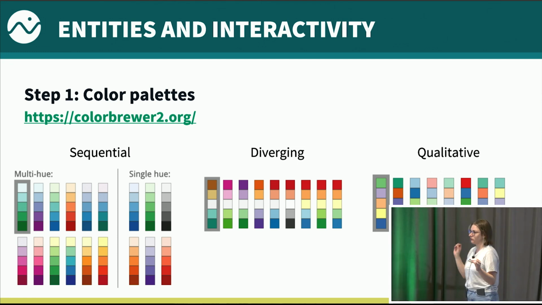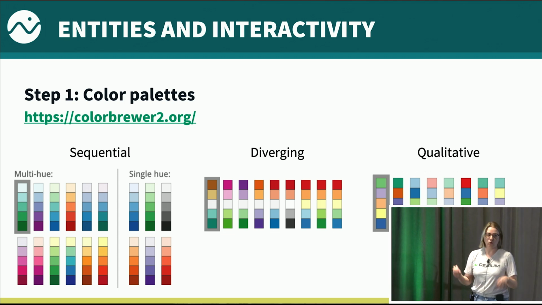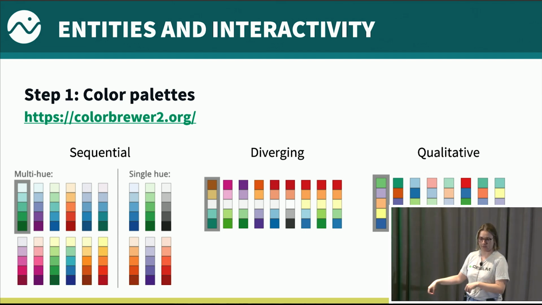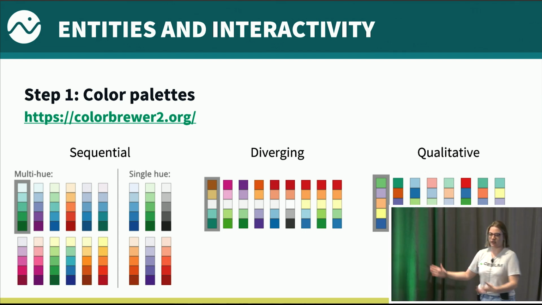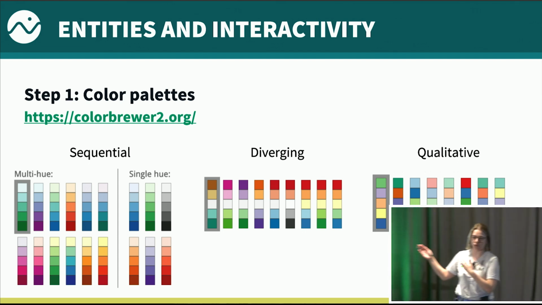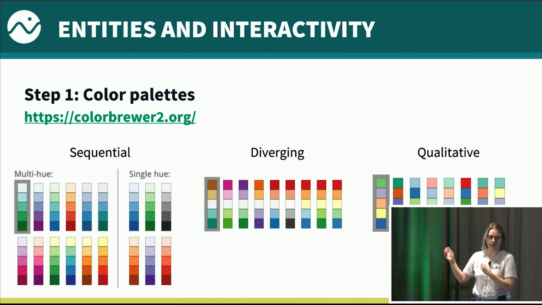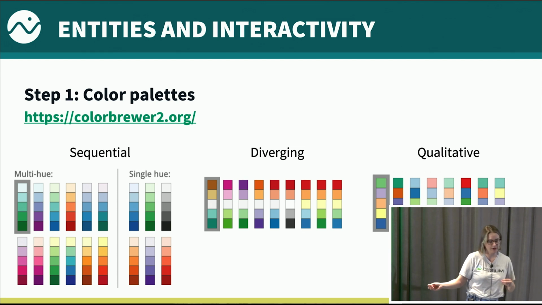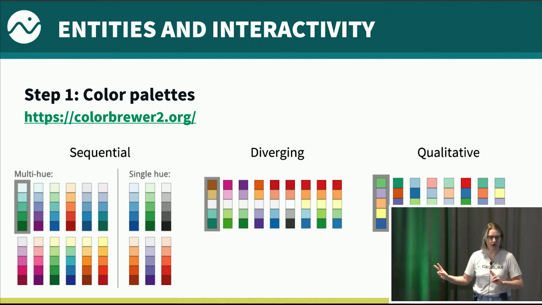The last one is called qualitative. And qualitative is good when you have a lot of distinct buckets for data. So it's not really about a range of different values. It's more like you have a couple different categories or a couple different buckets that you're throwing your data in, and you need to be able to tell the difference between them, right?